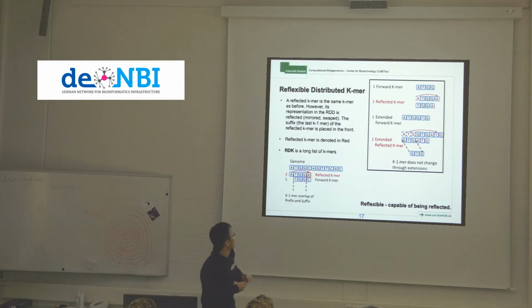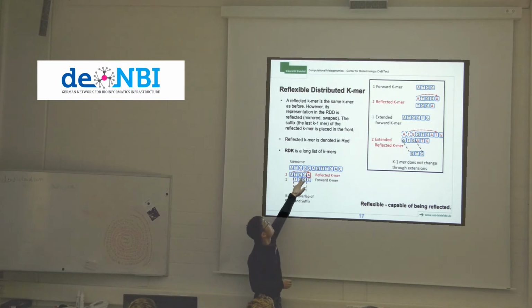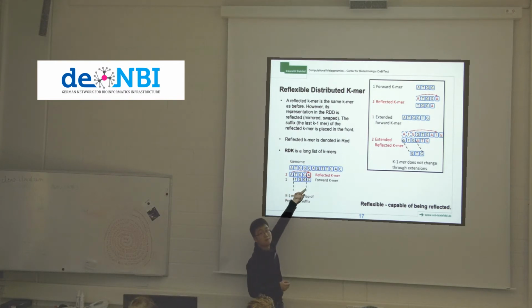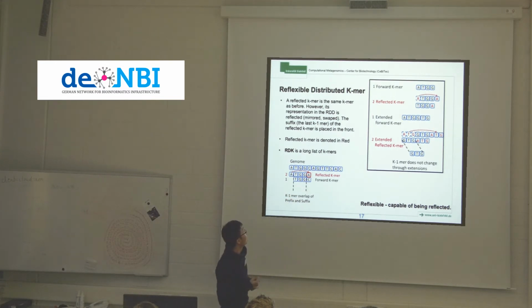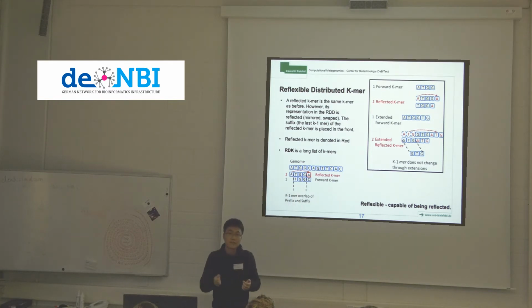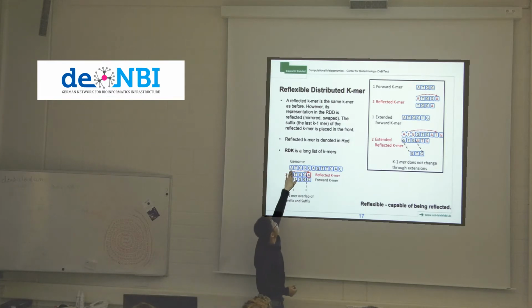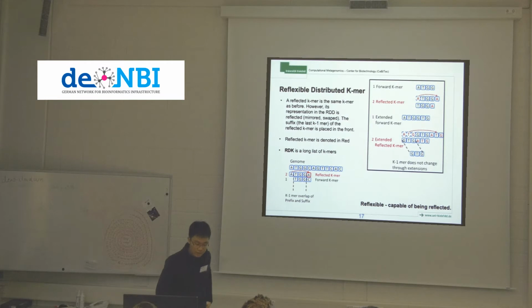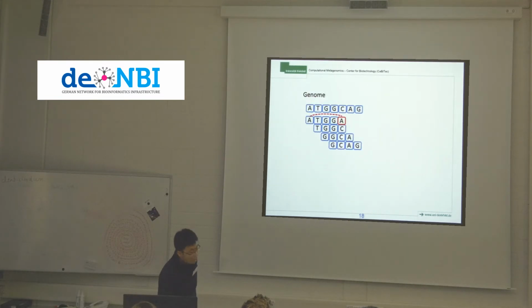This k-mer has two parts. You have an n-1 suffix that overlaps with the prefix of the next k-mer. What I define as reflect is that you swap the order of the prefix and suffix: you put the prefix at the end. Now what you see here is that the two k-mers have the same prefix. Here's an example.